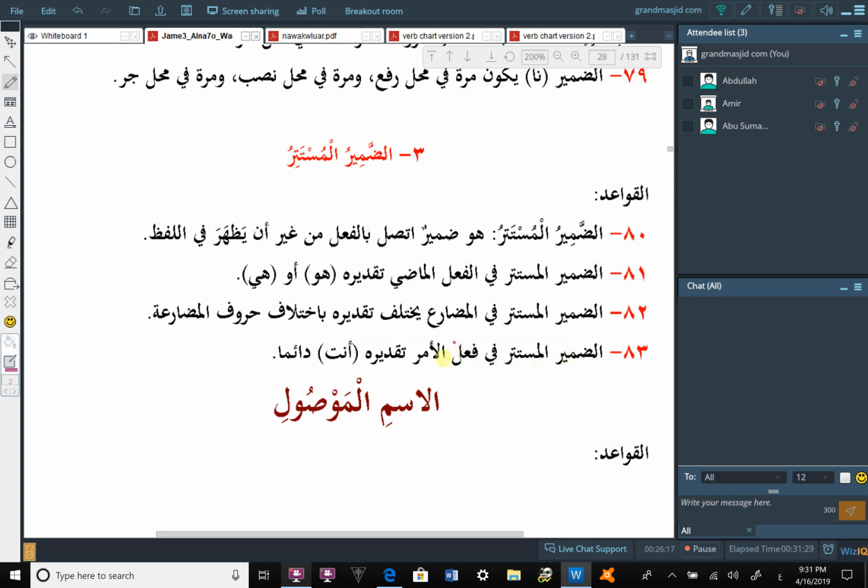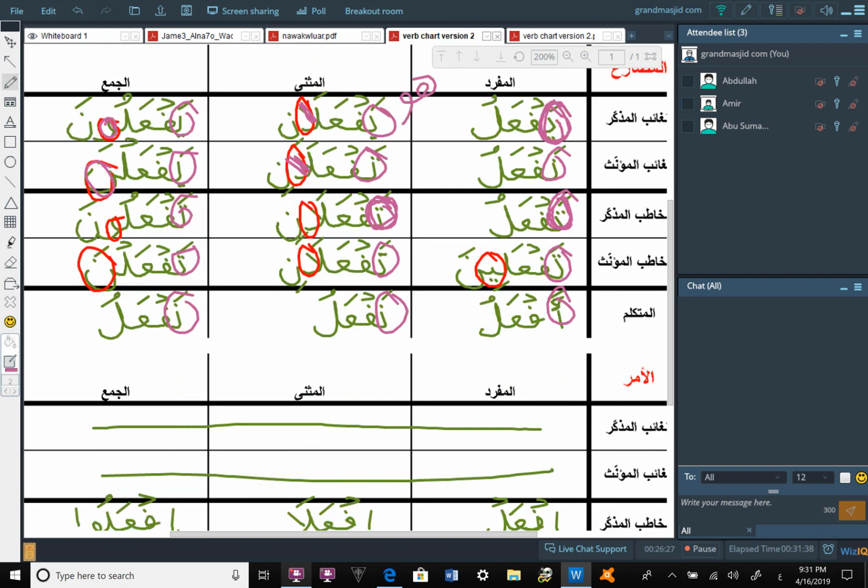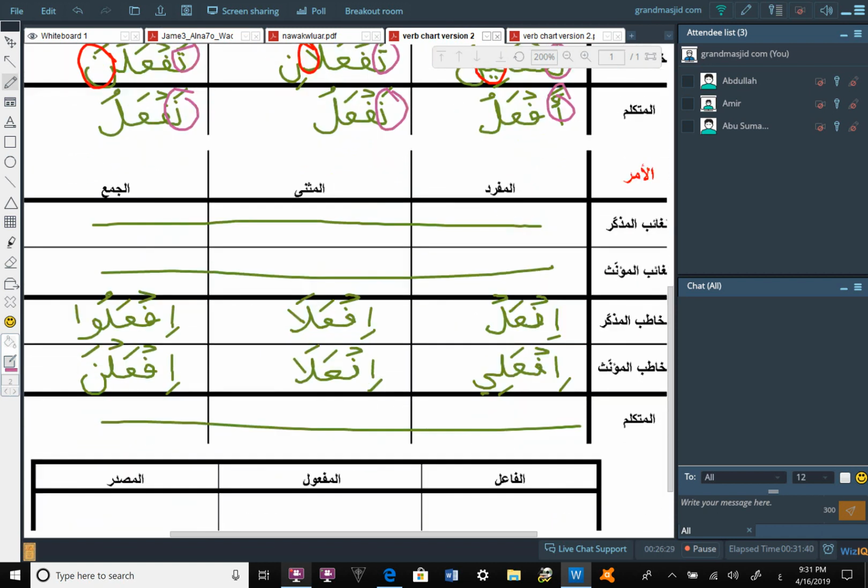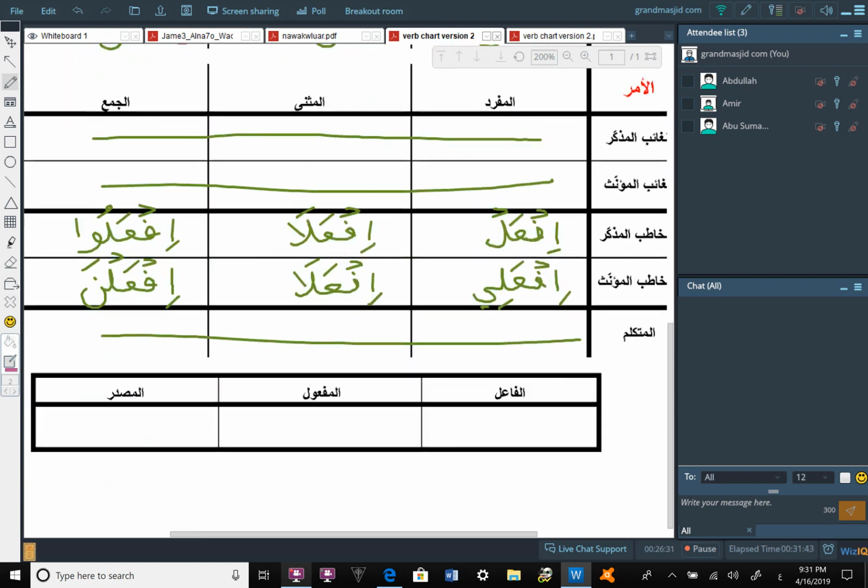الضمير المستتر في فعل أمر تقديره أنت دائما. So in the command verb, it's always going to be anta. Always. So we say anta here. Anta for 1, anta for 2, anta for 3 or more. You, right? Anta for a female. Anta for 2 or more. Anta for 3 or more females. But basically, if'al, this is hidden.